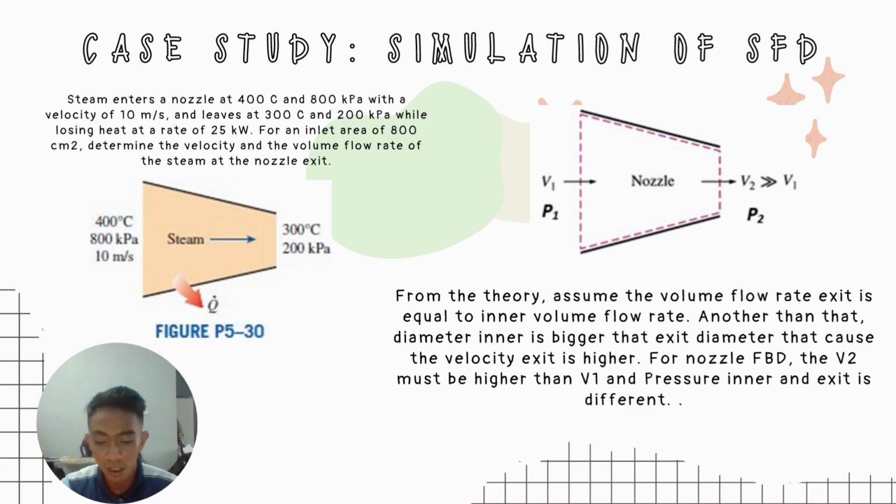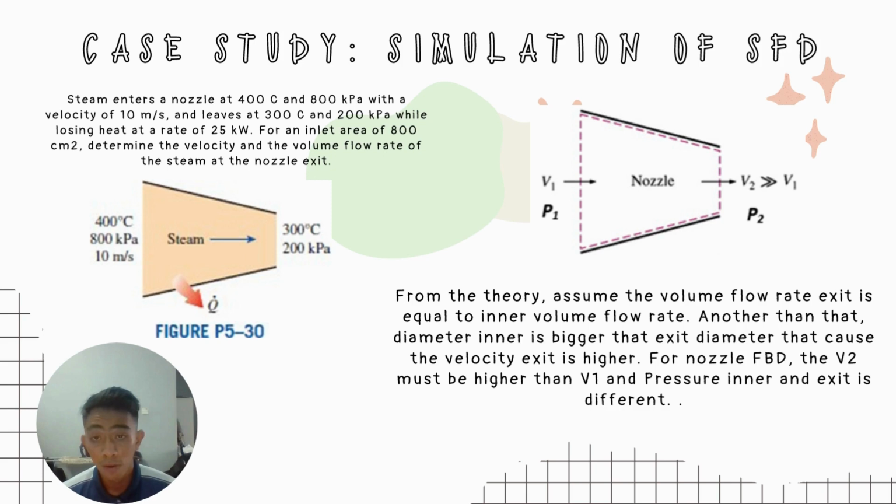As the result from the case study, the volume flow rate at the exit is 2.74 meter higher than the inner volume flow rates. So next, the reasonableness of the case study. From the theory, assume the volume flow rate at exit is equal to the inner volume flow rate. Other than that, the inner diameter is bigger than the exit diameter because the exit velocity is higher.